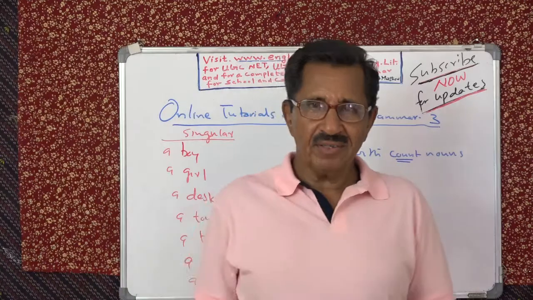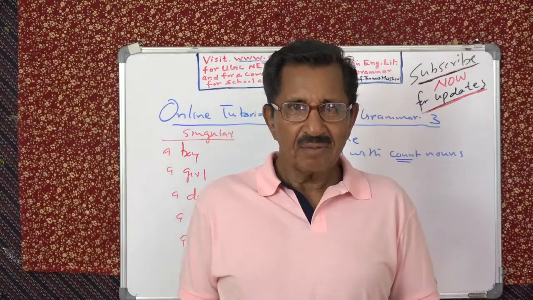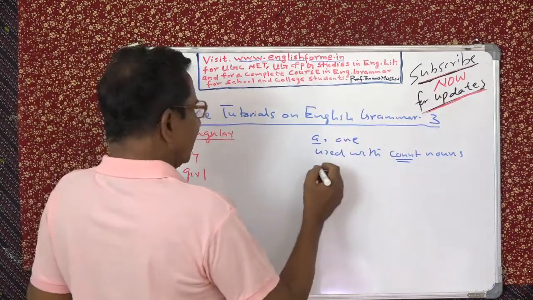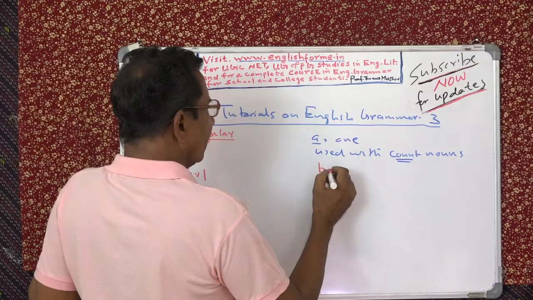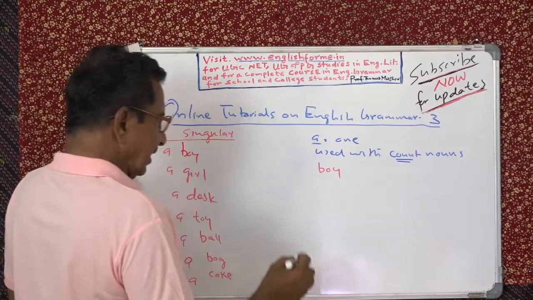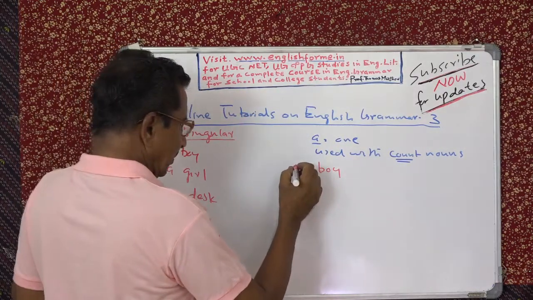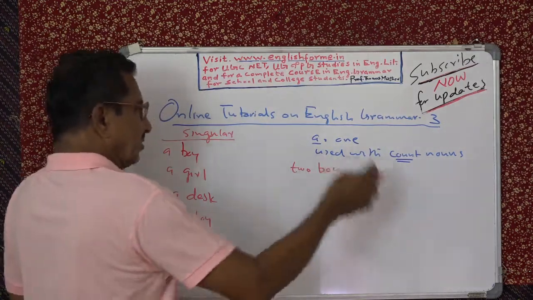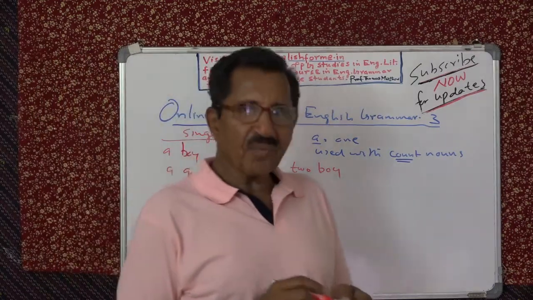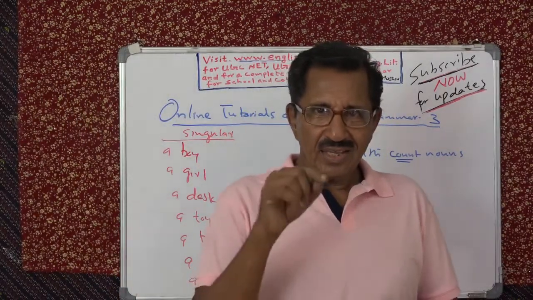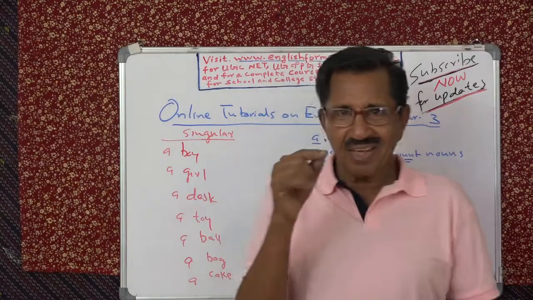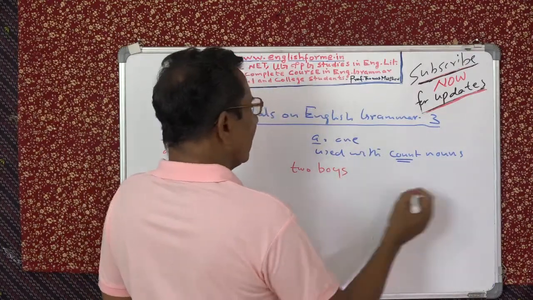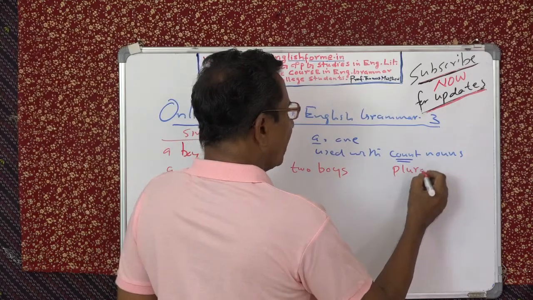Suppose you have more than one. What will you call that? Many. You have to say more than one is there. Suppose you have boy. More than one, how will you say? You can say two boys, or 3 boys, or 4, or 5, or 6 boys. So when you have got more than one, what will you do? This is singular. At the end of that singular, you add an S. So it becomes more than one, or you call it plural. Plural. See that?